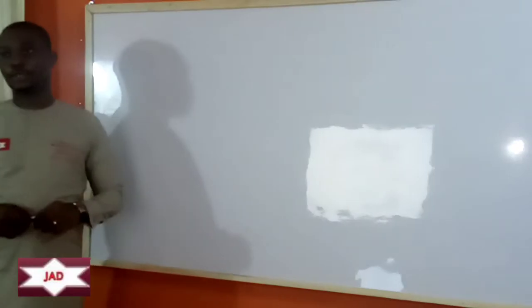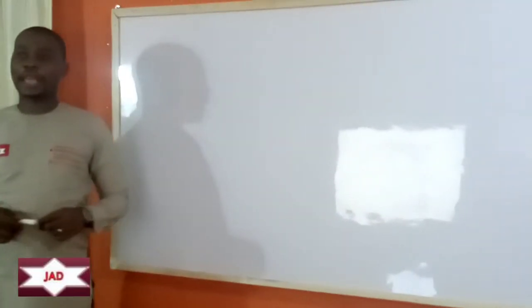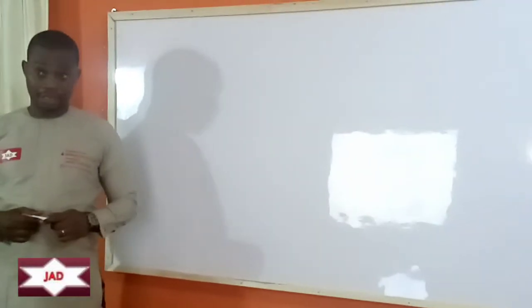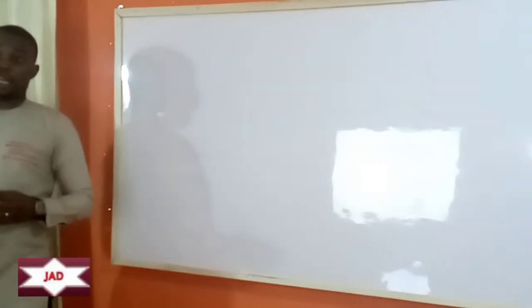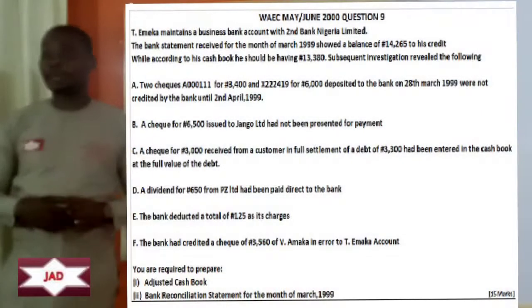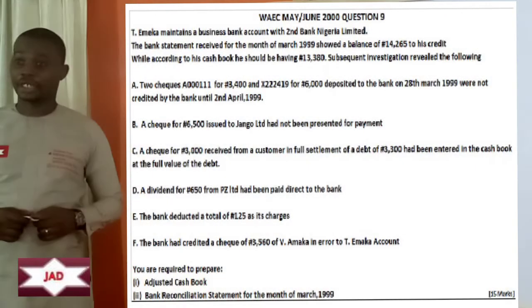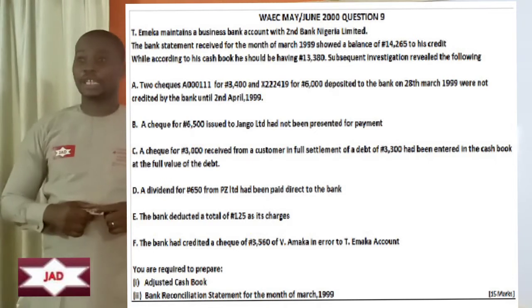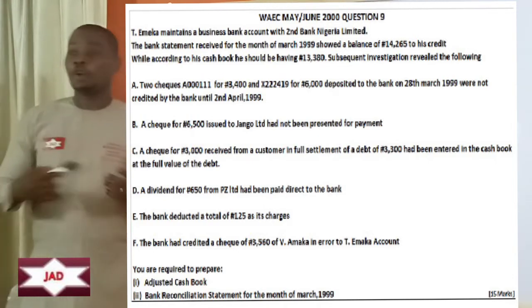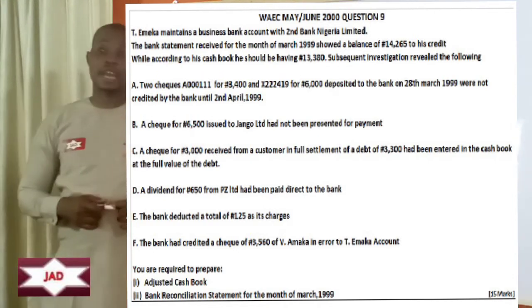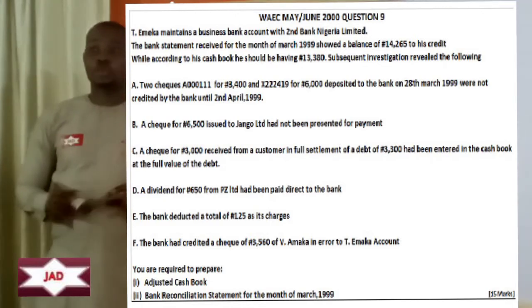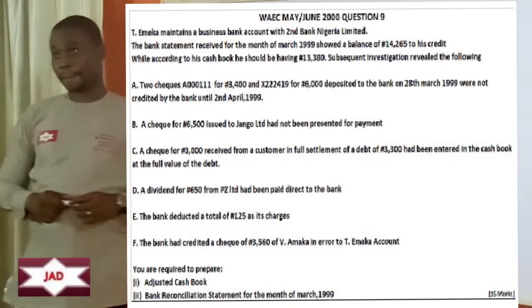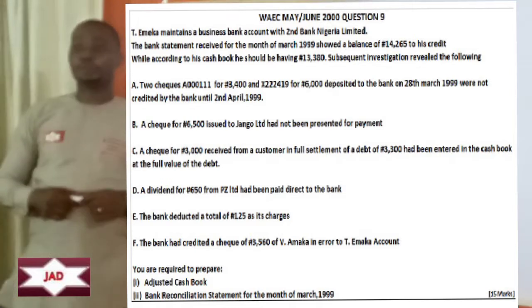So let's take the question. Again, it's WAEC May, June 2000, question 9 on bank reconciliation statement. It reads: T. Emeka maintains a business bank account with Second Bank Nigeria Limited. The bank statement received for the month of March 1999 showed a balance of 14,265 naira to his credit, while according to his cash book, he should be having 13,380 naira. Subsequent investigation revealed the following.